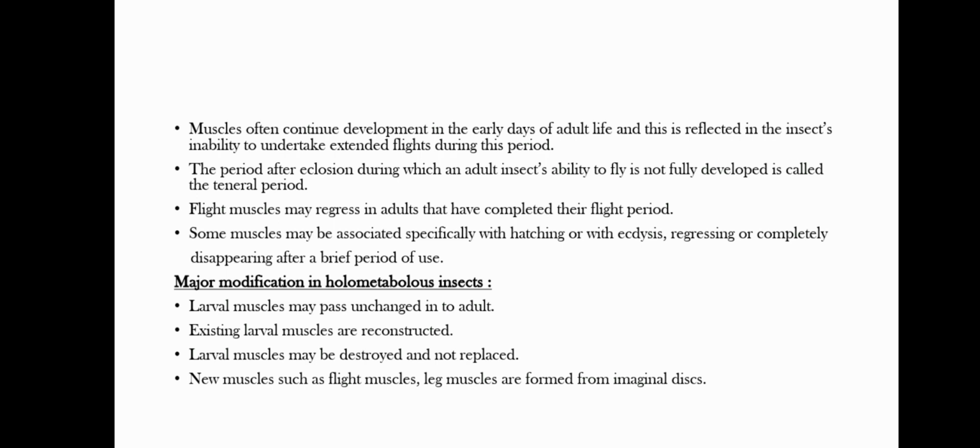In holometabolous insects, some of the larval muscles may pass unchanged into the adult, and some other muscles are reconstructed. Some larval muscles may be destroyed and not replaced, and new muscles are also formed, such as the flight muscles and leg muscles, which are formed from the imaginal discs.